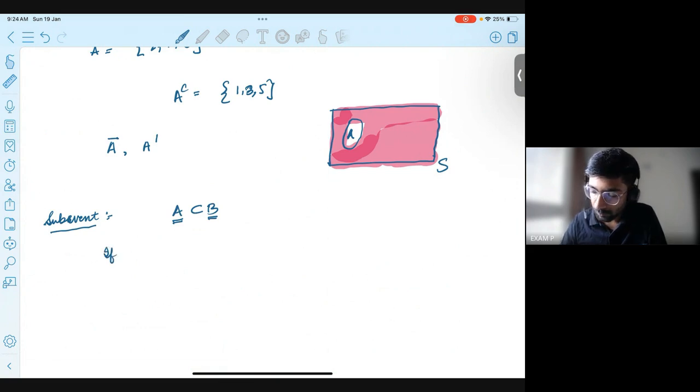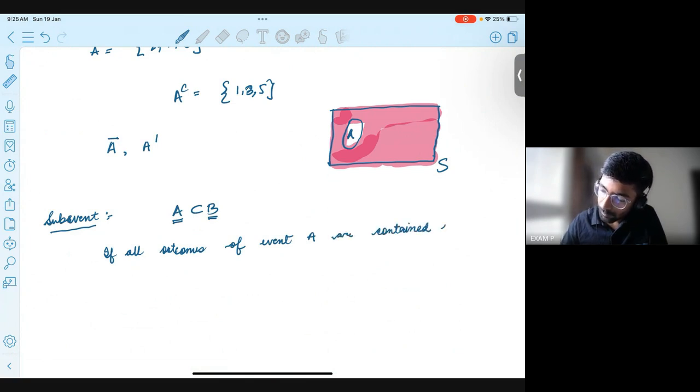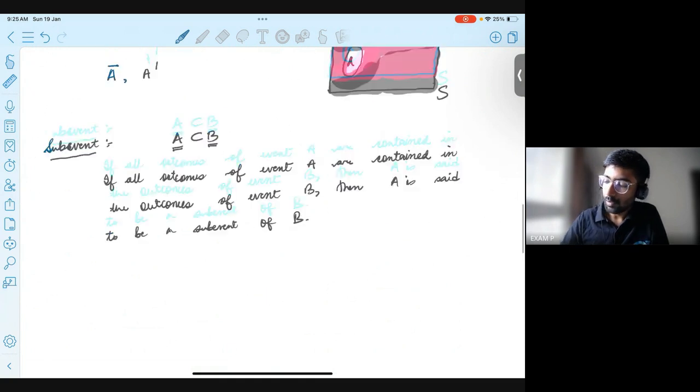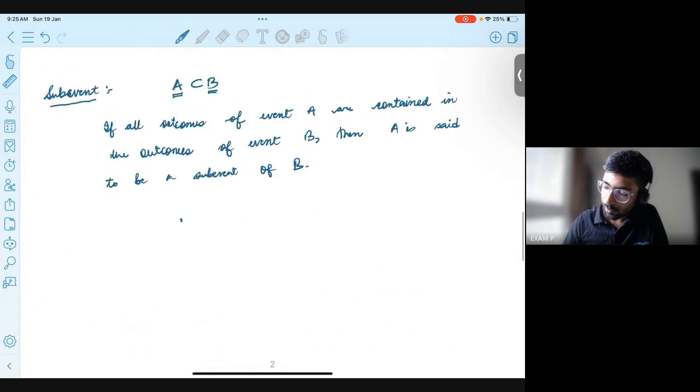If all outcomes of event A are contained in the outcomes of event B, then A is said to be a sub-event of B. So again, how do you show this?